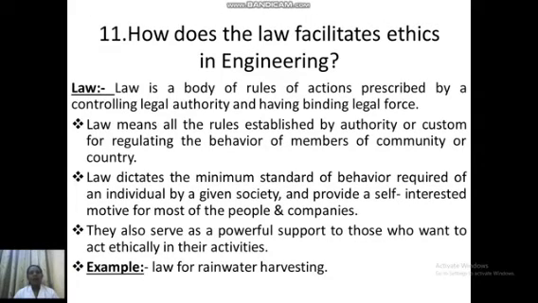11th question. How does the law facilitate ethics in engineering? Law is a body of rules of action prescribed by a controlling legal authority and having binding legal force. Law means all the rules established by authority or custom for regulating the behavior of members of a community or country. Law dictates the minimum standard of behavior required of an individual by a given society and provides a self-interested motive for most of the people and companies. They also serve as a powerful support to those who want to act ethically in their activities. Example: law for rainwater harvesting.